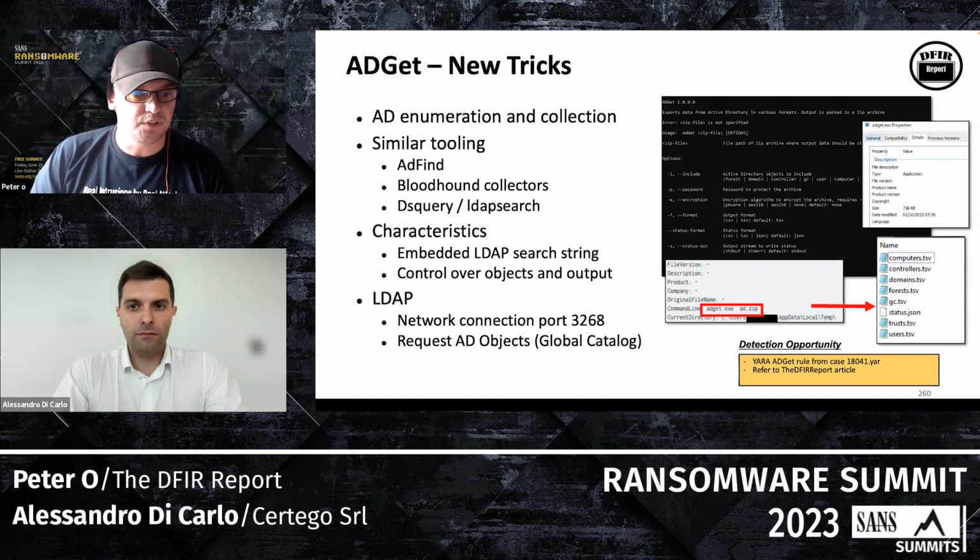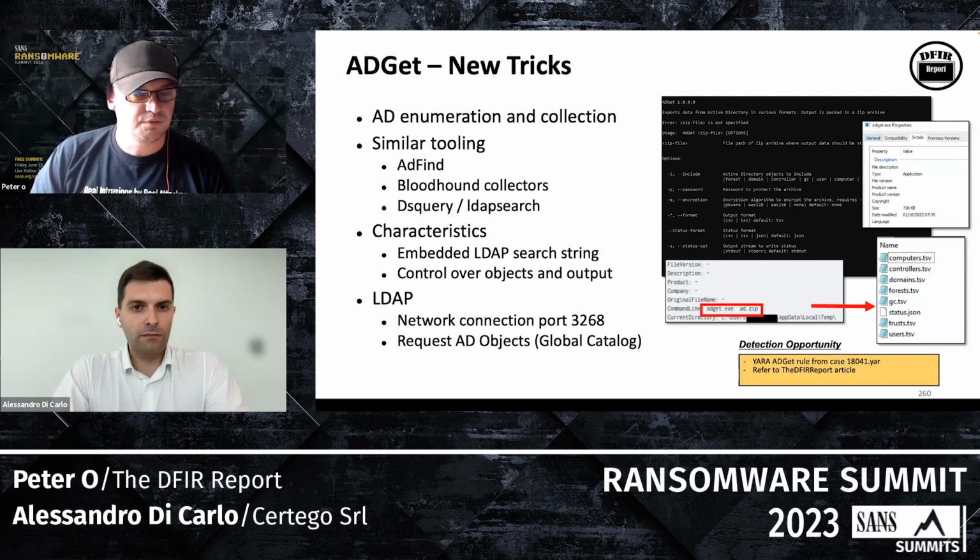We've mentioned AdFind, which is a very popular tool. In a recent case, we observed a threat actor using a different tool called ADGet. ADGet, similar to AdFind, is a command line driven Windows application. As a minimum, it expects the name of a target zip file, and this is used to save the collected AD information. Inside this zip file will be collected artifacts from the AD, including computers, user accounts, domains, trusts, and controllers.